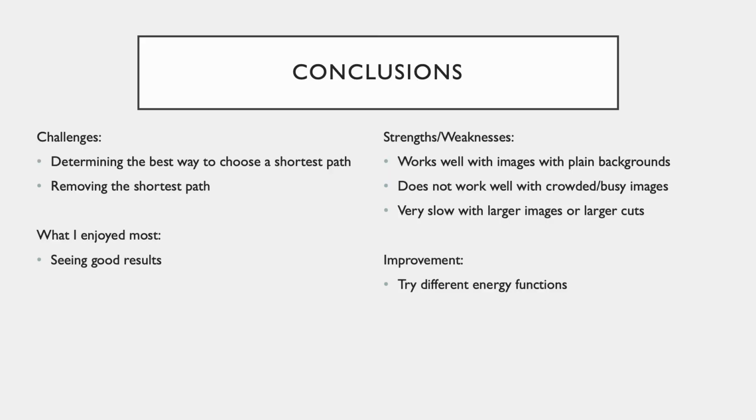Part of this project that I found challenging was determining the best energy function to use and how to actually go about removing the shortest path. I really enjoyed this whole project in general and was impressed with how good some of the results came out. This could honestly be helpful when I have photos that are too big for Instagram but I don't want to crop them. Seam carving works very well with images with plain backgrounds and not so well with images with busy backgrounds. Also, my function is very slow when it comes to larger images and larger cuts.